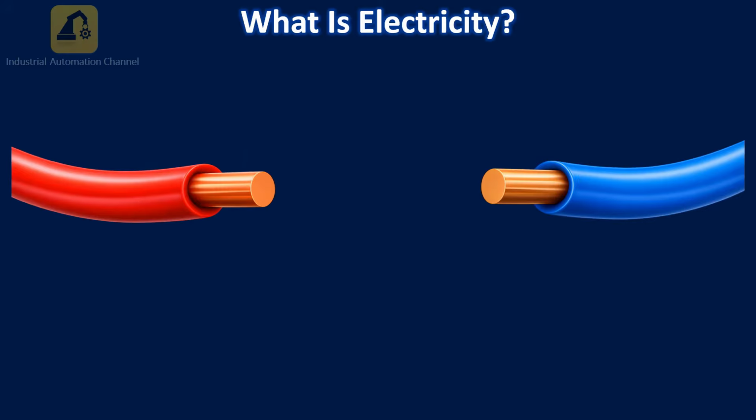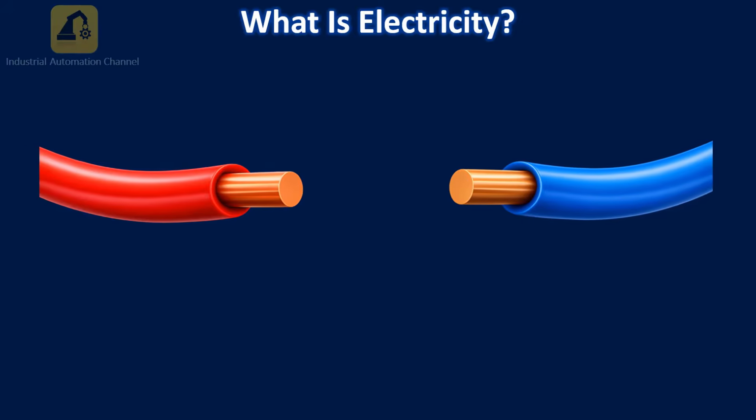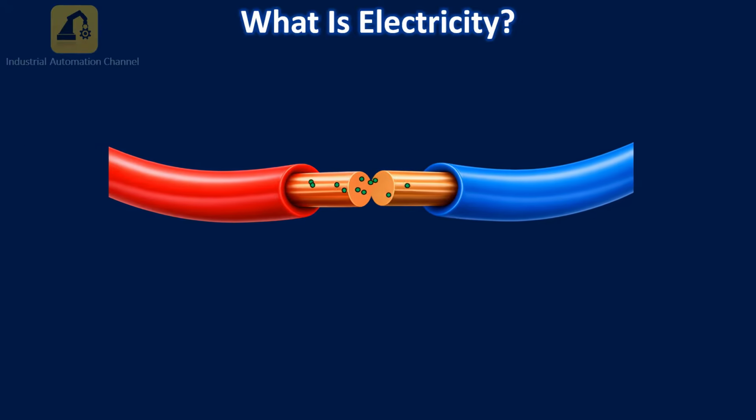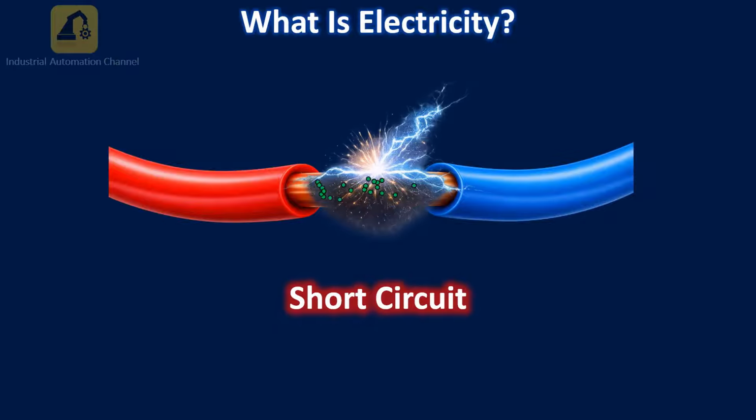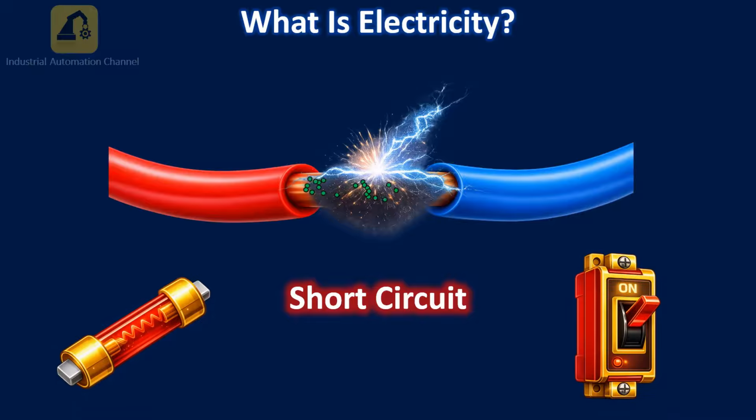This also explains something important, something that can be dangerous. If you connect the source directly with a wire without a lamp or any load, electrons rush through too easily. That's called a short circuit. And because the current becomes very high, wires can heat up fast and damage equipment. That's why we use fuses and breakers. They disconnect the circuit when the current becomes unsafe.